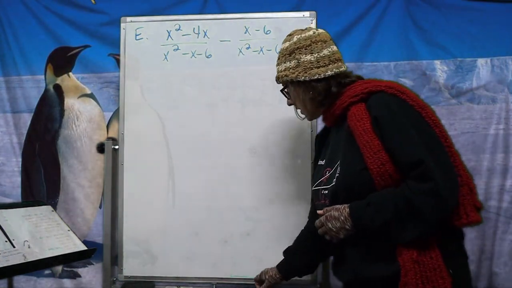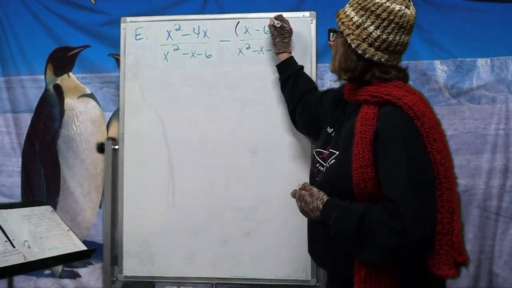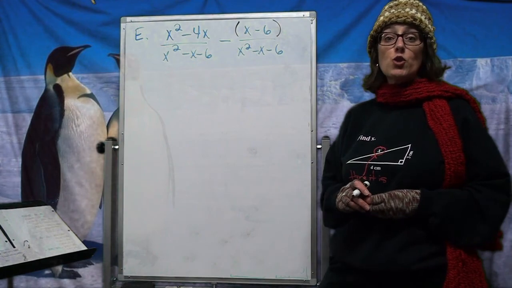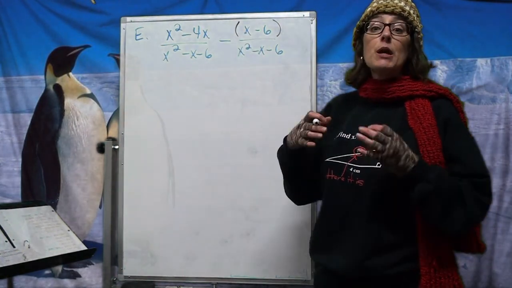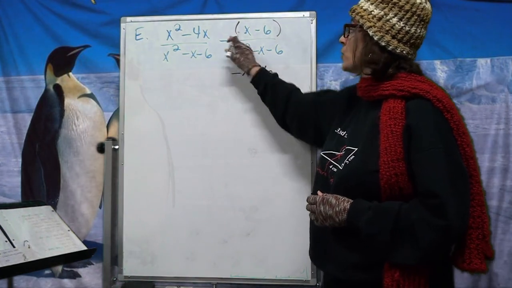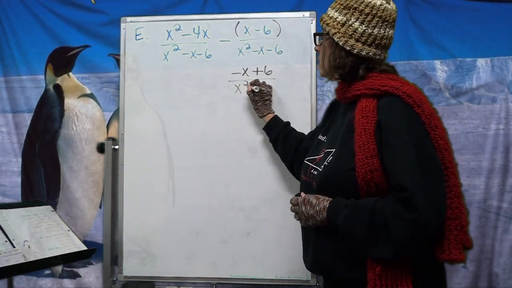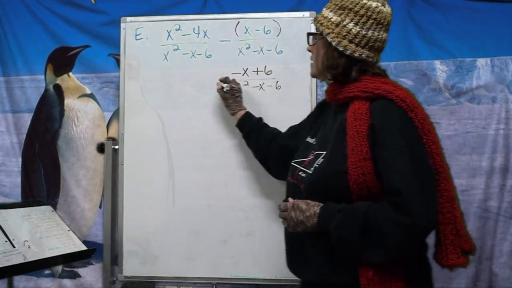I just need to be very careful because remember, I'm subtracting all of this. Sometimes I put parentheses around it to remind me, not just the x, but all of it. So I'm subtracting the x, subtracting the negative 6, which means I'm distributing that negative through. When I do, remember, that turns it into an addition problem.